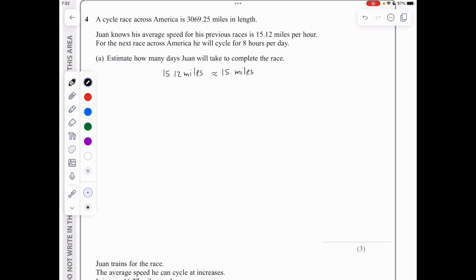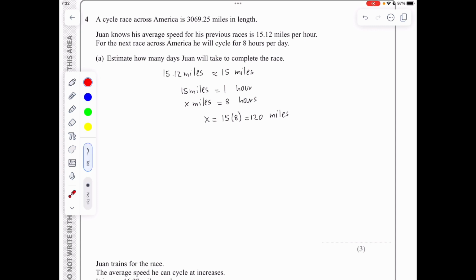So if we were racing at a speed of 15 miles per hour, this means we were covering 15 miles every hour. And I would like to know how many miles I will be covering in 8 hours, which is the amount of time I will be cycling per day. So to find x, I will do 15 times 8, which is 120 miles. So this means we will be covering 120 miles per day.